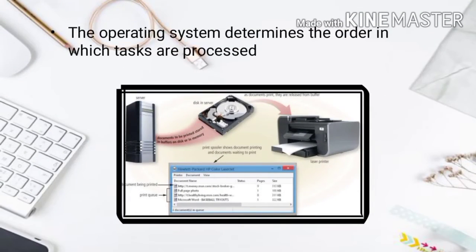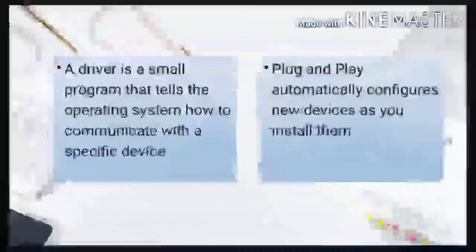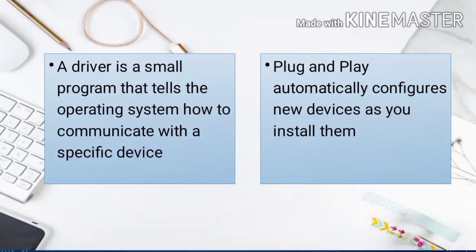For example, the Microsoft Windows operating system has automatic updates to help keep Windows updated with the latest bug fixes, features, updates, and other modifications. Automatic updates include internet browsers such as Google Chrome and Microsoft Edge. A driver is a small program that tells the operating system how to communicate with a specific device. Plug and play automatically configures new devices as you install them.